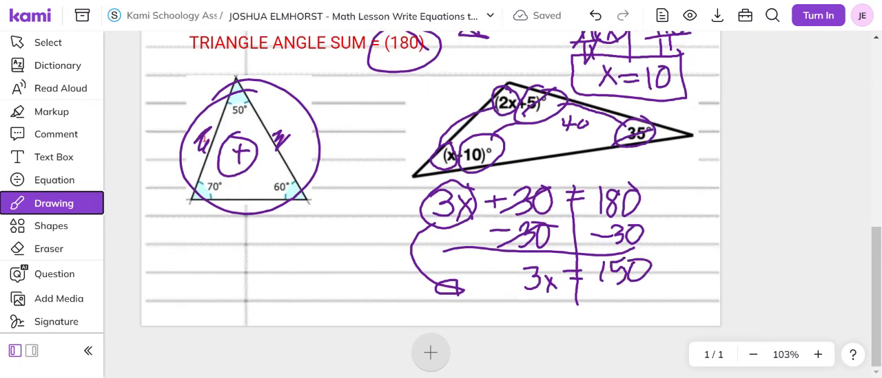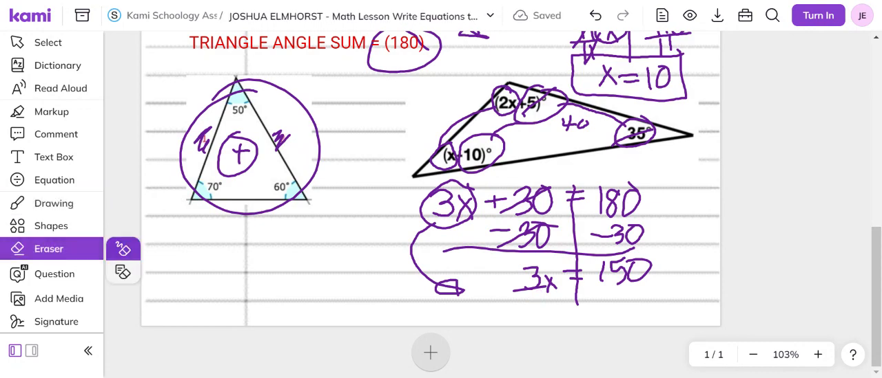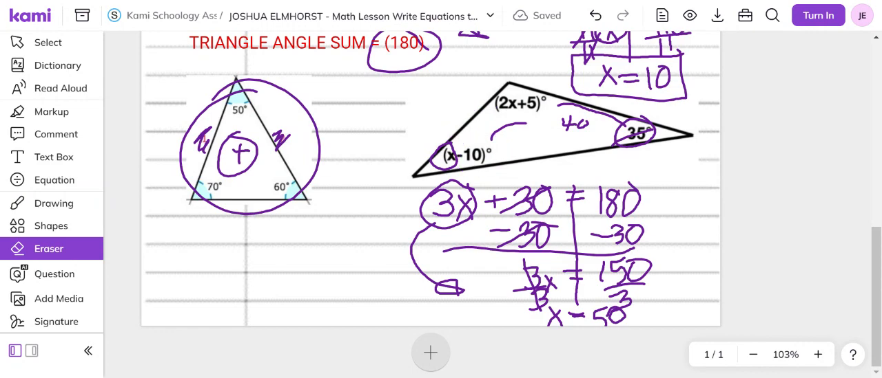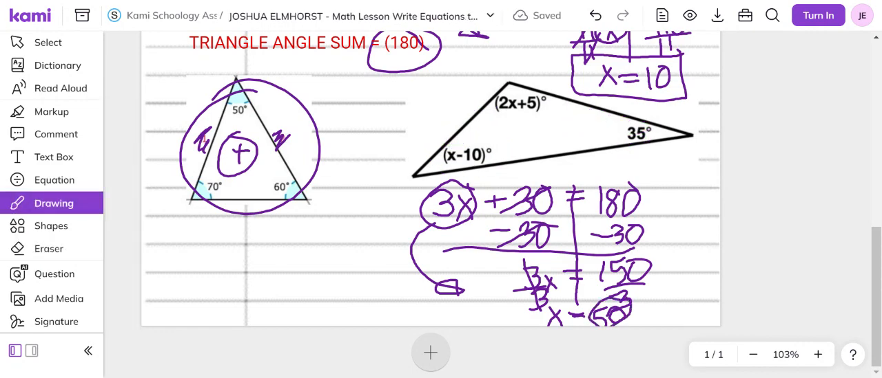So it's 150. And then divide both sides by 3 to help us solve. And now we're left with x equals 50. Now, x equals 50, but that doesn't tell us what the angles are. So we go up here and we take out x and we put in 50 to help us determine what the angle measures are.